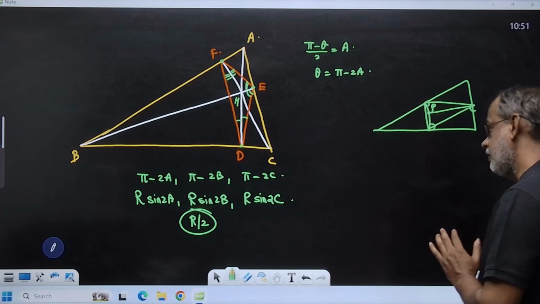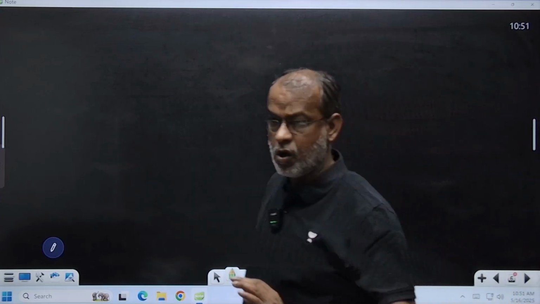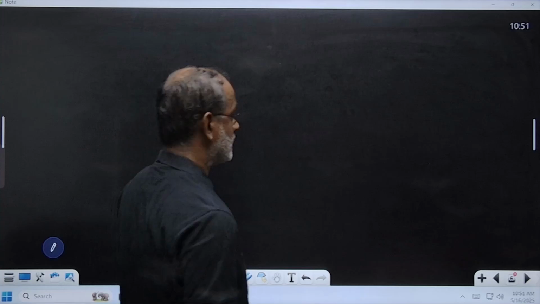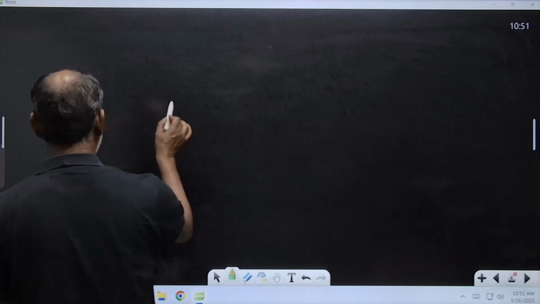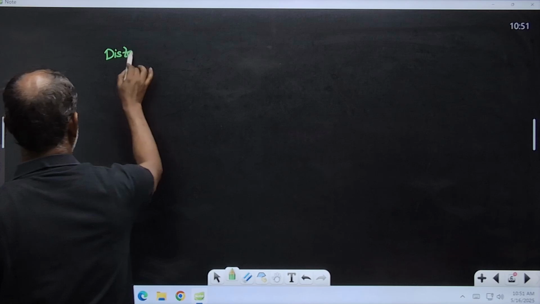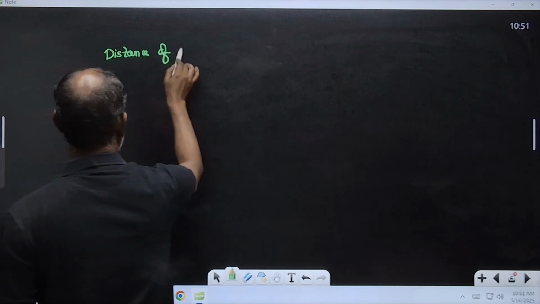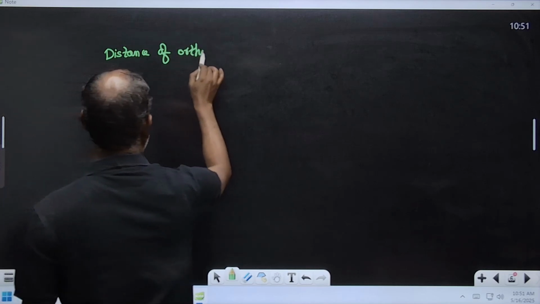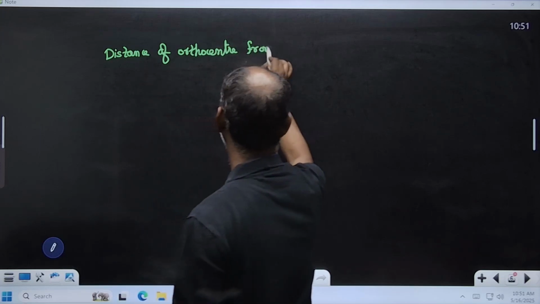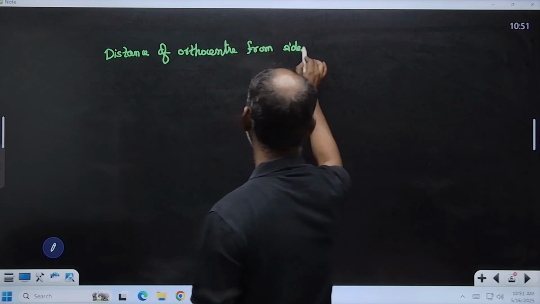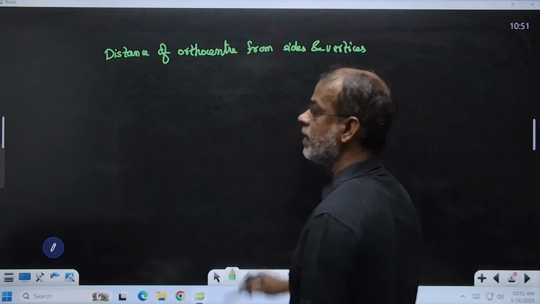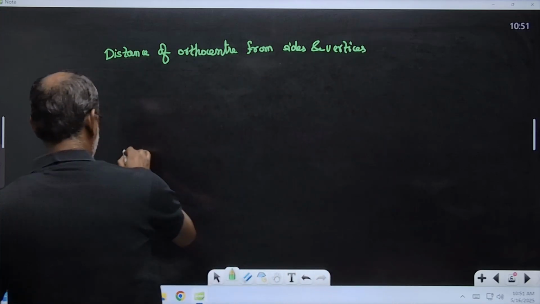Some details that we must know of some of the triangles, some of the special points: the distance of the orthocenter from the sides and vertices in an acute angle triangle. The diagram is being drawn for an acute angle triangle.